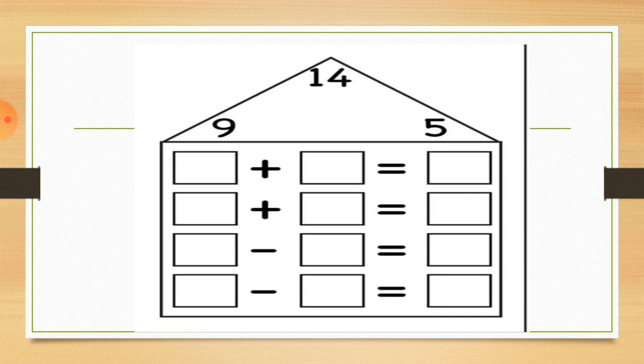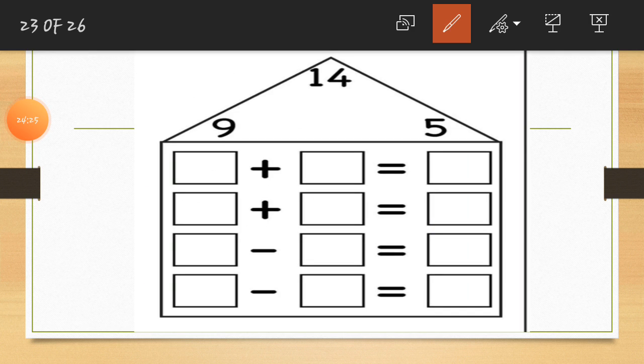Let's take one more example, students. See this, here is one more example, which is 14, 9 and 5. So let's take 9 first. I write 9 here. 9 plus 5 is equal to 14. You can see on the screen, here is 9, 5 and 14. These numbers are in the one row. So this family is complete here.